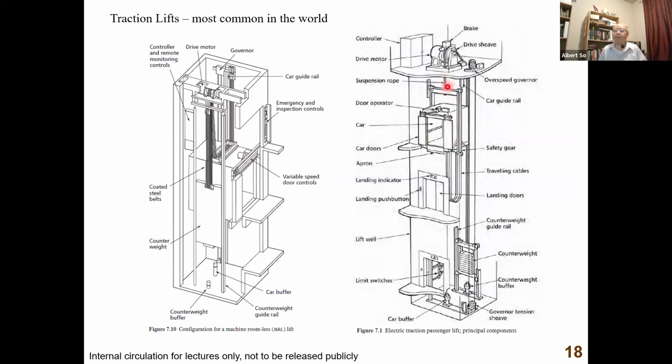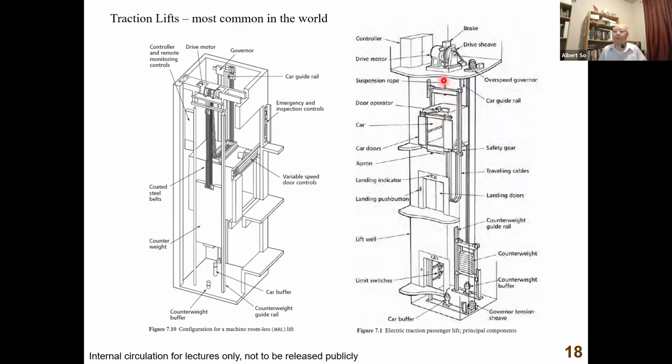Now you can see the hoist ropes, also called suspension ropes. The suspension ropes are not suspending the car directly. You have the frame here, called the car frame. The suspension ropes are suspending the car frame. The car is actually floating inside the car frame, so when the car frame moves, the car moves as well.